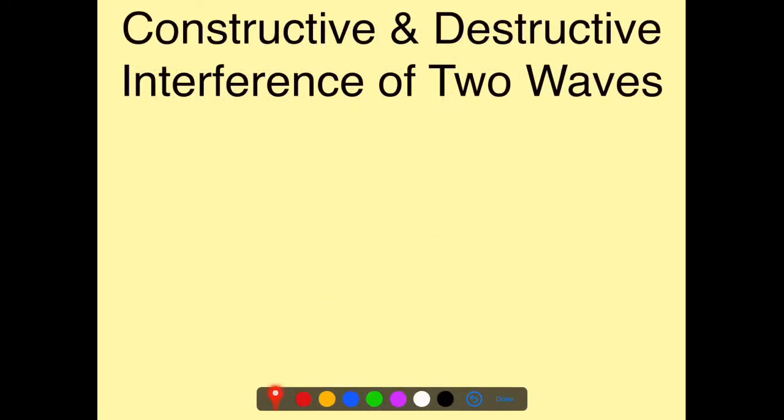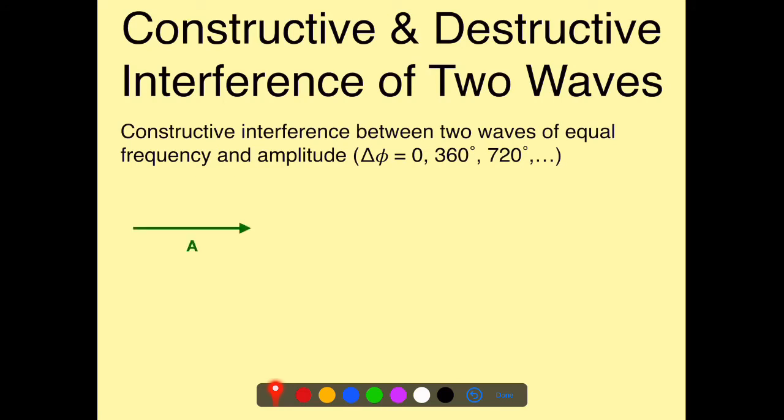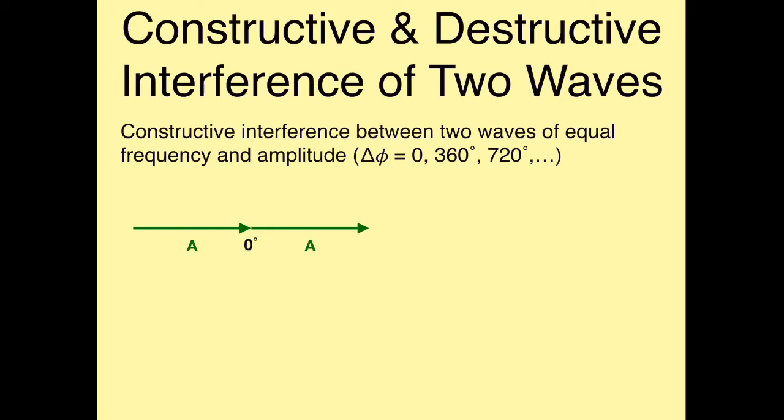So we can also use phasors to understand constructive and destructive interference of two waves. Remember that if we have two different waves that have the same frequency and the same amplitude, then they will constructively interfere as long as the phase difference between them is equal to 0 or 360 or 720 and so on. So here's what the phasor diagram would look like in that case. Here's the first wave represented by an arrow with length A. And here's the second wave. Again, it's an arrow of length A.